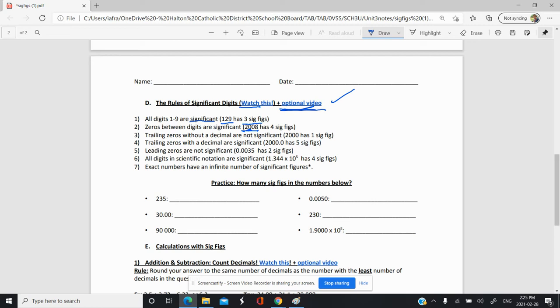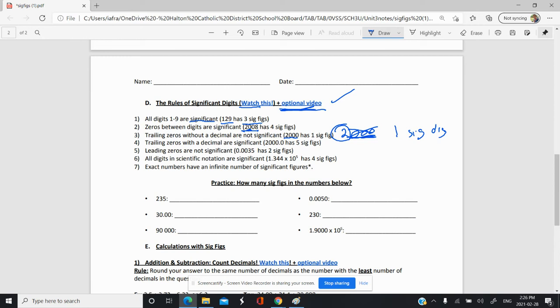Then you might have what's called trailing zeros. For example, we can see here we have 2000. Those are zeros that come after a significant figure. So if you have 2000, these zeros here are trailing zeros, and they are not considered significant. They're still there, but they're not considered significant. So this here is my significant digit. I only have one significant digit in that case.